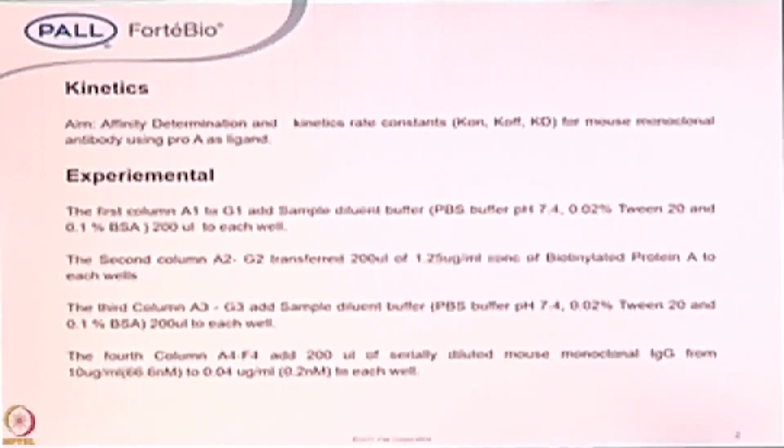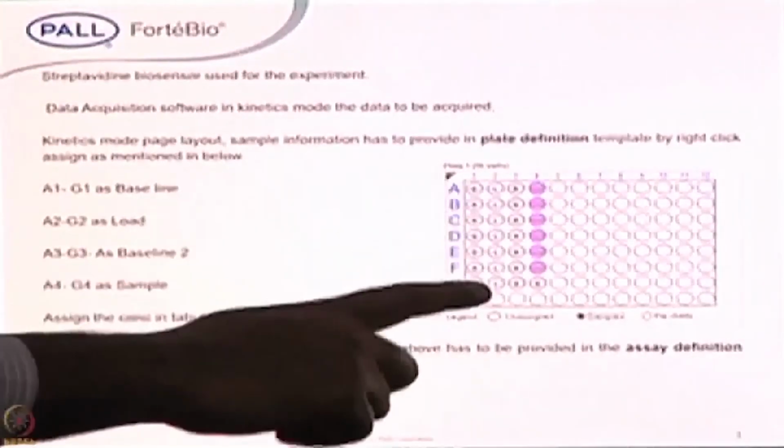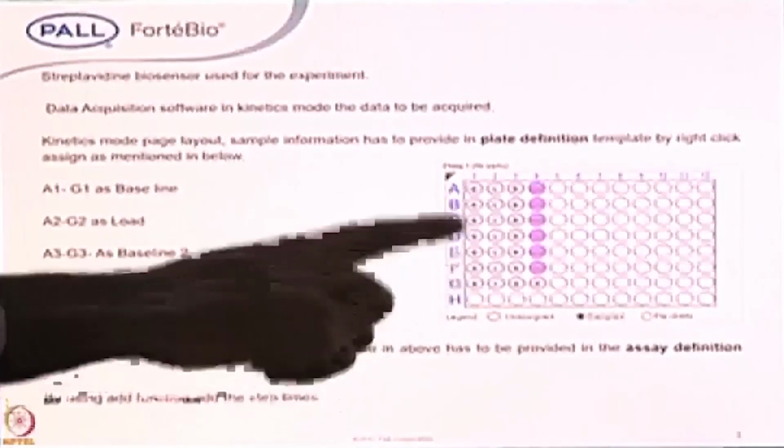What I am going to do here is, I will put the buffer in the first column of the 96 well plate. The buffer is the SD buffer, the sample diluent. In the second column I will put the biotinylated protein A as a ligand, and in the third column once again I put a buffer. The SD buffer, the sample diluent buffer, consists of PBS, pH 7.4, as well as Tween 20 at 0.02% and 0.1% BSA.